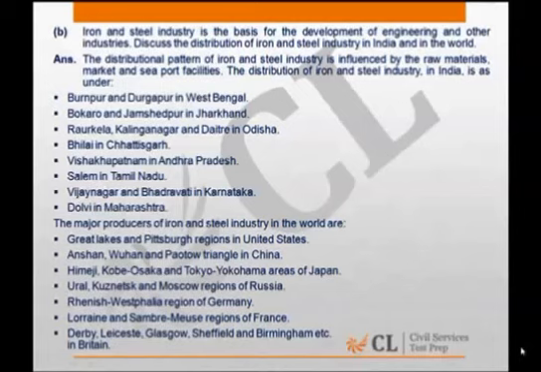So the distribution of the iron ore mines and their exporting zones are as follows. Mostly located in the central and somewhat north eastern region of India, like Jharkhand, Chhattisgarh, some part of Odisha, some part of Andhra Pradesh, Karnataka, and West Bengal.